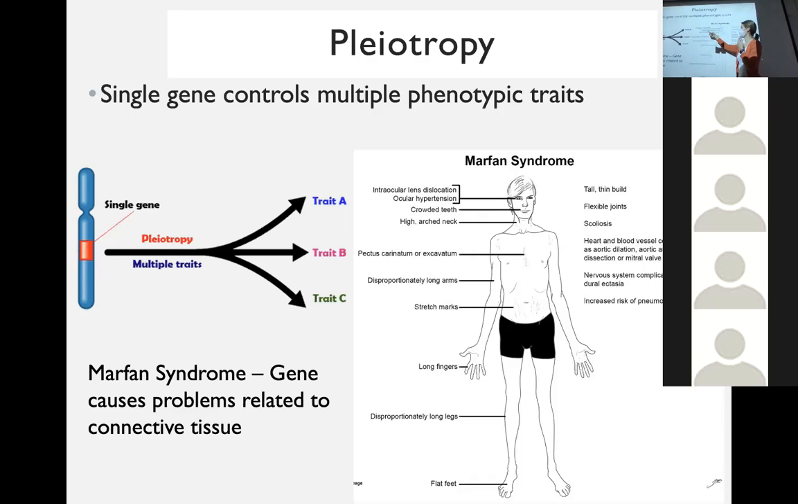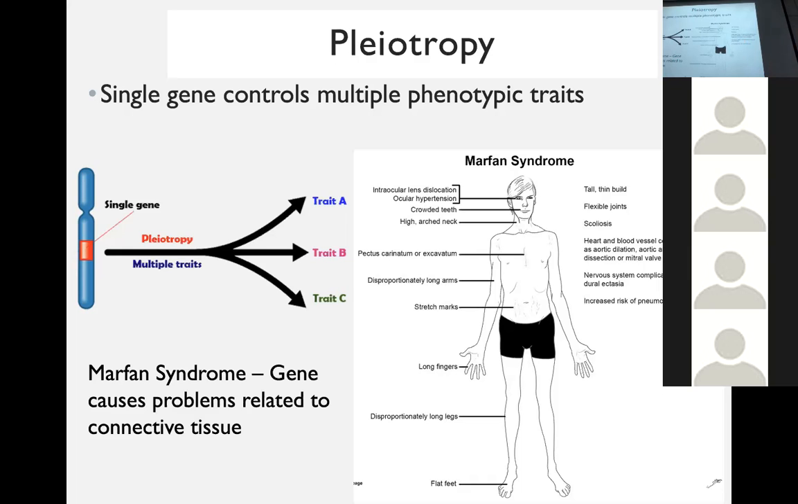So issues with the eyes, teeth might be crowded, a high arched neck, something to do with the heart cavity, really long arms, long fingers, long legs. And then there's a lot of other risks that go along with it. So heart and blood vessels have a lot of connective tissue in them. So a lot of times people with Marfan syndrome have circulatory issues or heart issues, scoliosis, flexible joints. I guess that's not a bad thing, but most of these can cause some longer term issues. There's a kind of famous female basketball player who had Marfan syndrome.